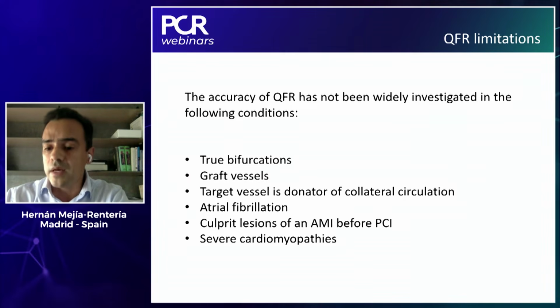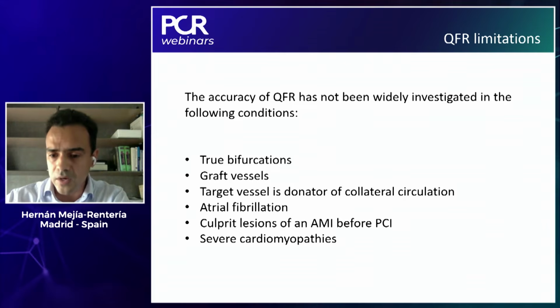Let's see now some QFR limitations. In some anatomical and clinical subsets, like true bifurcations, graft vessels, presence of collateral circulation involving the target vessel, atrial fibrillation, culprit lesion of an acute myocardial infarction, and severe cardiomyopathies, the accuracy of QFR has not been widely investigated, and therefore, for the time being, it is not recommended to use QFR in these scenarios.